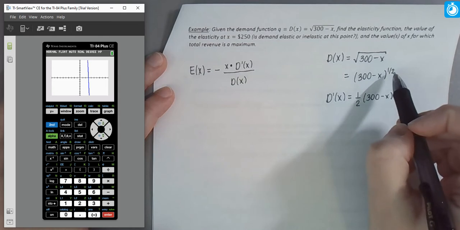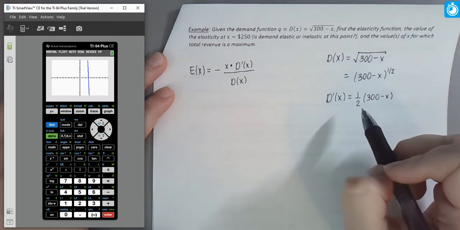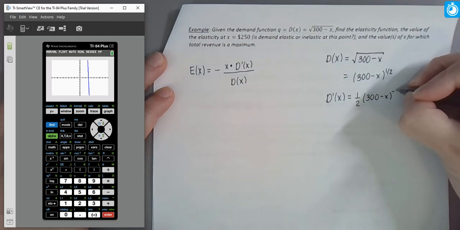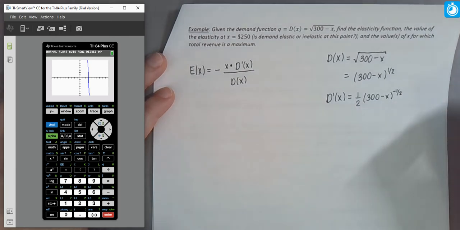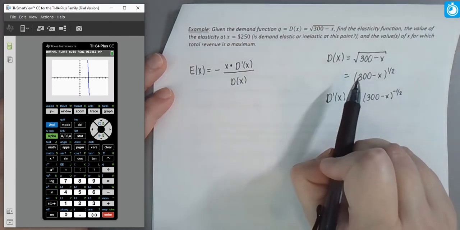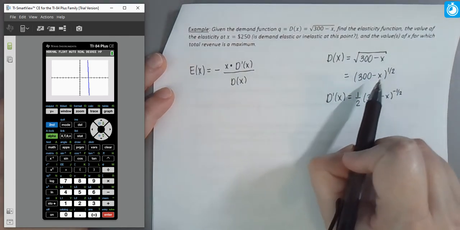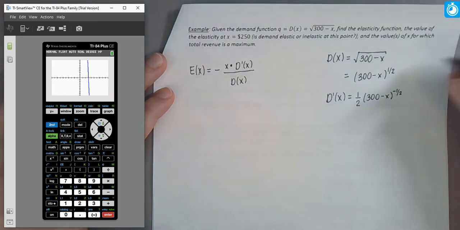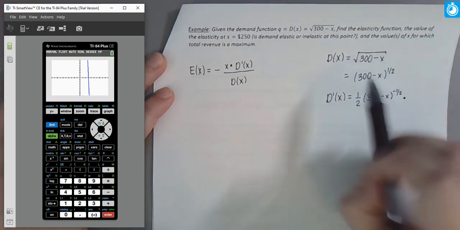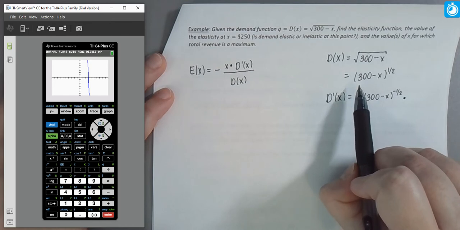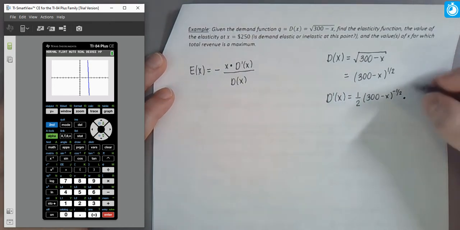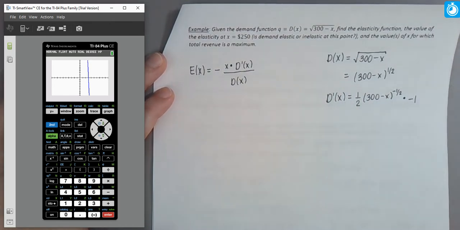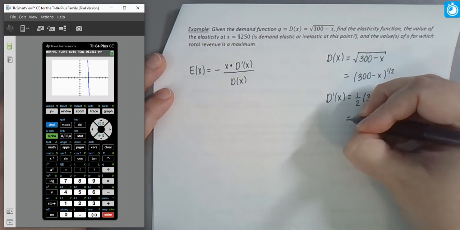So here the outside function is a function with an exponent. So bring down the exponent and then decrease the exponent by 1. And then don't forget, when we use the chain rule, we have to multiply by the derivative of the inside function. So 300 differentiates and goes to 0. Negative X, its derivative is going to be negative 1. So that is going to be the derivative for our demand function.